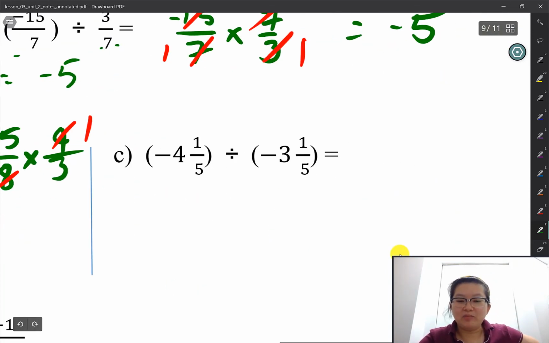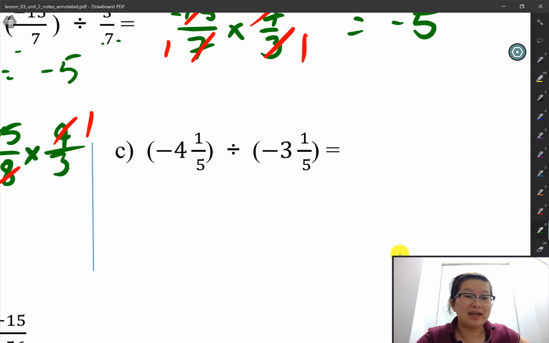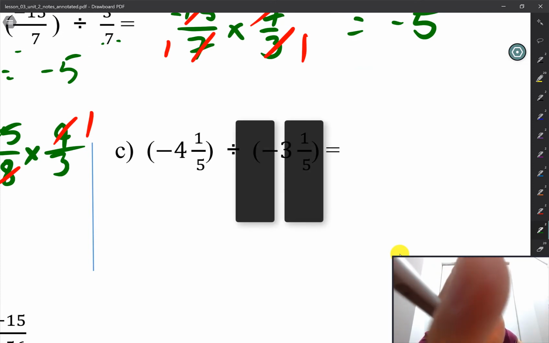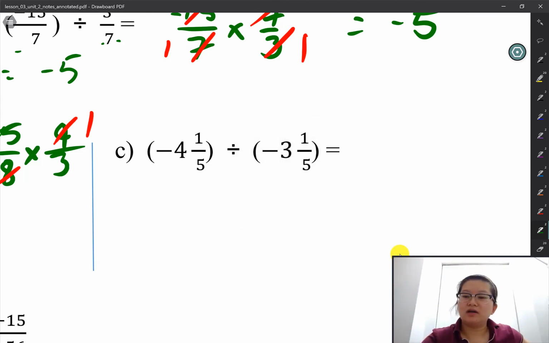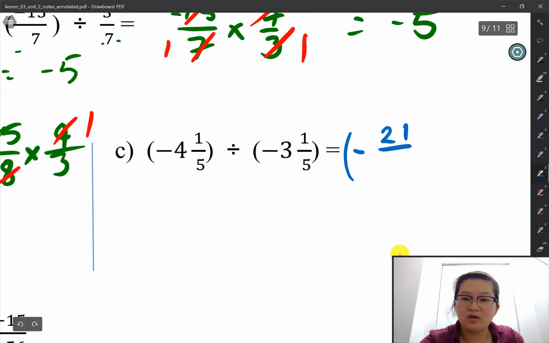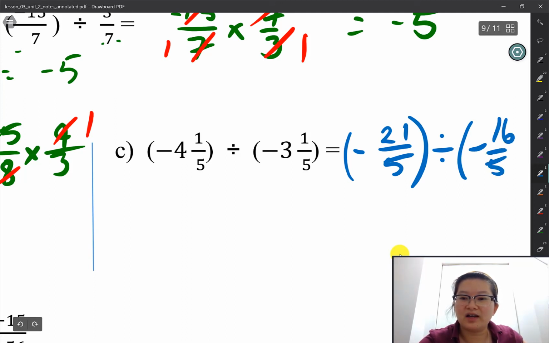Next up we have improper fractions. Don't forget to convert them into improper fractions first. Again, I'm going to give you a chance to try this problem. Good time to pause the video. Okay, and I will play this one. First converting these to improper fractions. Don't forget the negative. So I'm going to have negative 4 times 5 is 20, plus 1 is 21 over 5. And then I'm going to divide by this number, which is also negative. 3 times 5 is 15, plus 1 is 16 over 5.